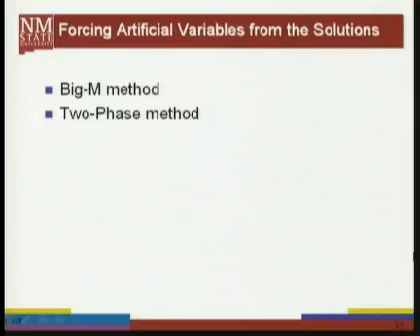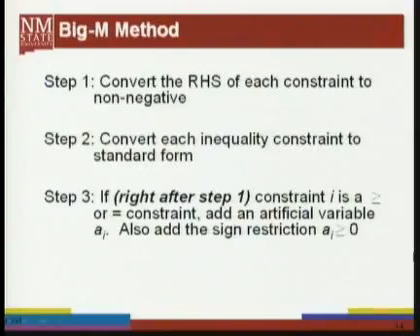So first, let's talk about the big M method. In the big M method, we need to follow several steps like this. First, we need to modify the constraints so that the right-hand side of each constraint is non-negative. Of course, this requires that each constraint with a negative right-hand side be multiplied by -1, right? Of course, if you multiply an inequality by any negative number, then the direction of the inequality should be reversed, right?